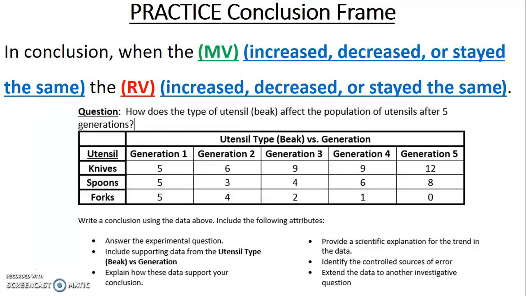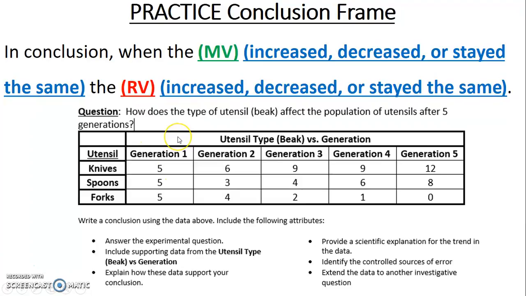At the bottom here, it says, write a conclusion using the data above, including the following attributes. This is what you will see on every conclusion assessment that we give you, because this is exactly what the state gives you on the end of course exam. And it tells you right here what you need to have in your conclusion and even how to go above a level 3. So we always start by answering the experimental question. And so that's what we did here. We're answering it by saying, here's what the MV was and what happened to it, and here's what happened to the RV.